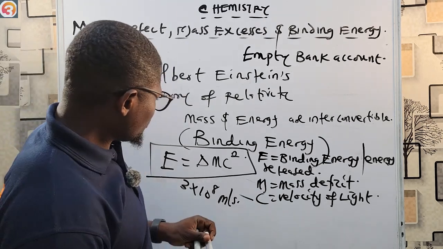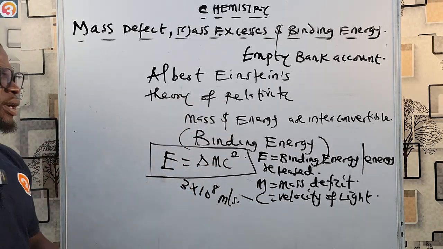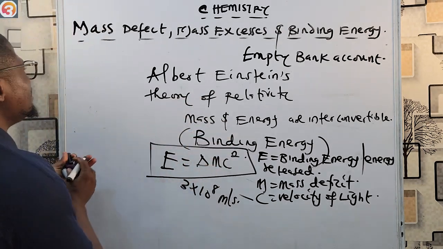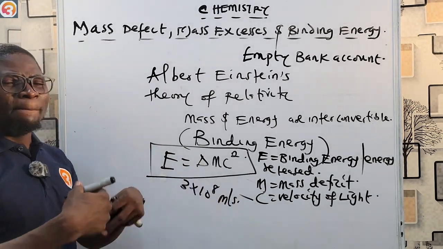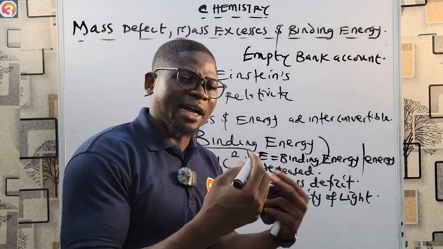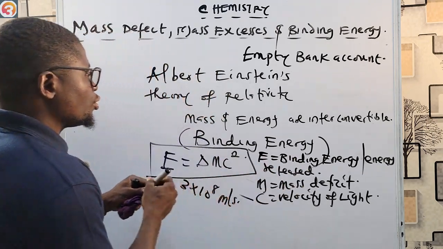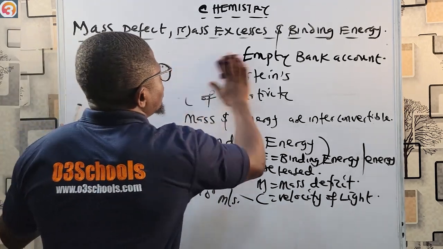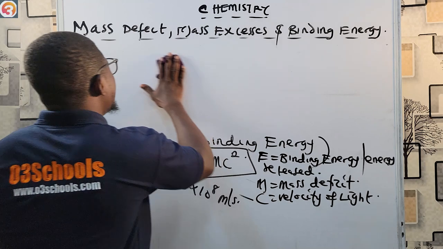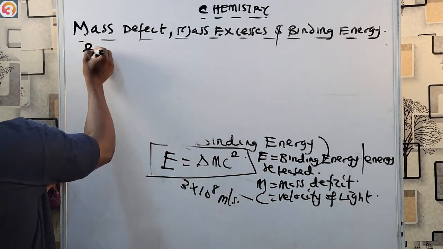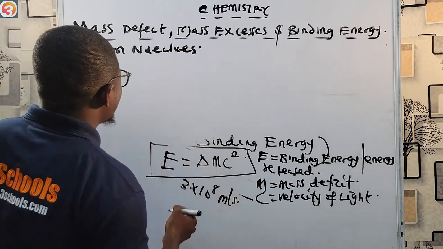Now, likewise, we can use this illustration to calculate, to work out the mass defect and the binding energy of an atom or a nucleus like boron. Let's look at boron. Let's work out the mass deficit and binding energy of the boron nucleus.